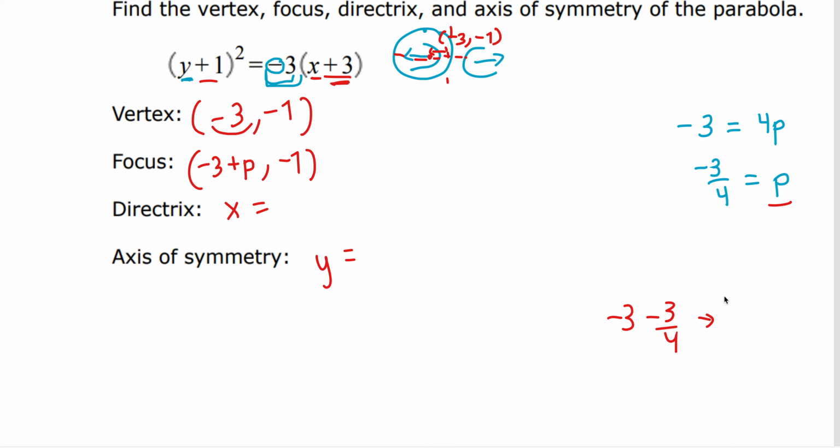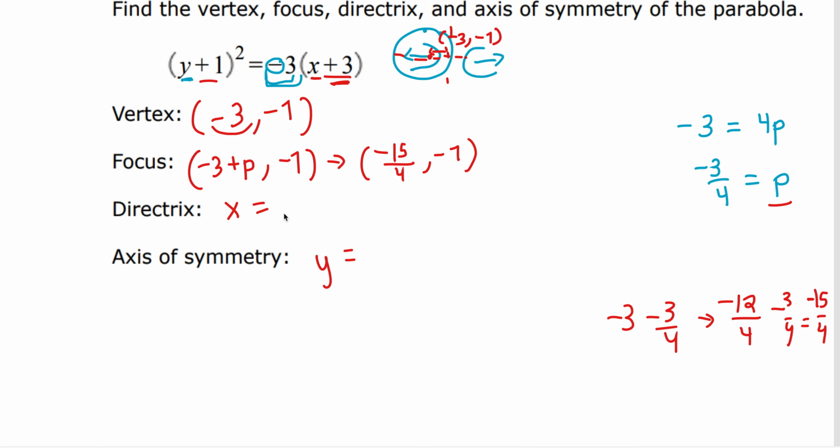This could be implied as -3 times 4 equals 12. So we have -12/4 minus 3/4. This equals -15/4, right? Remember, it's negative. Okay, so in this case, we have our focus point at -15/4, -1.